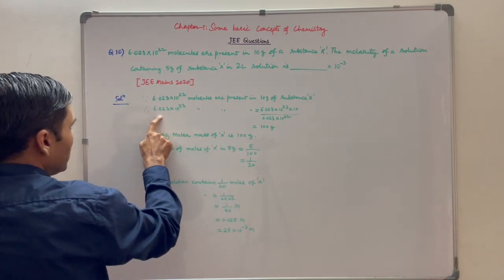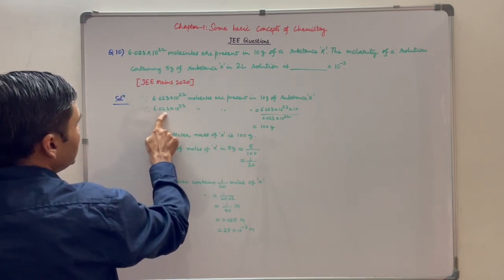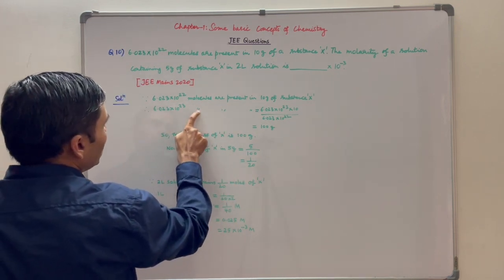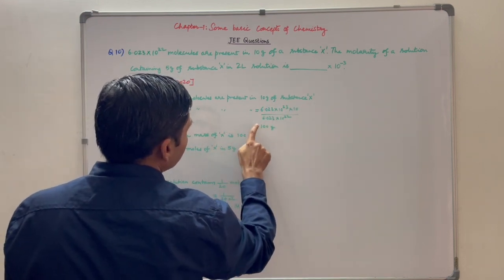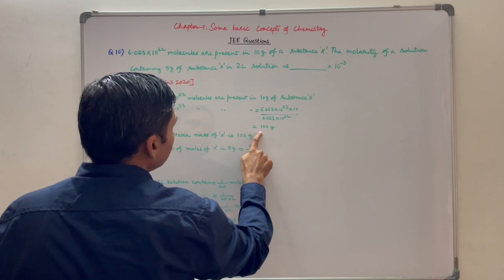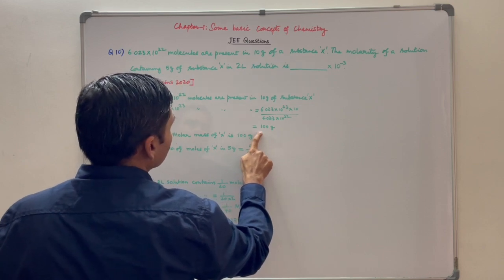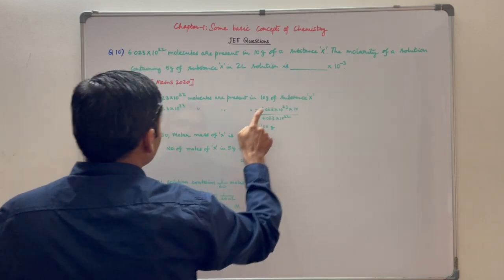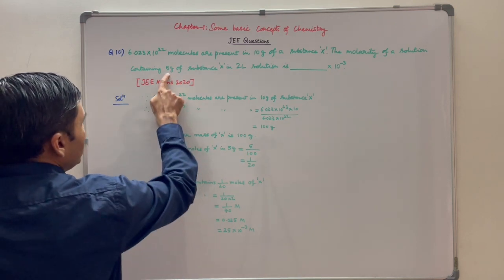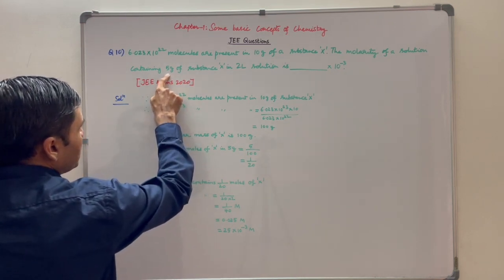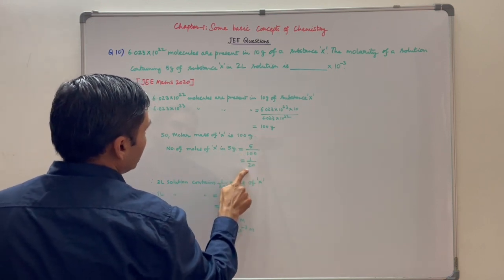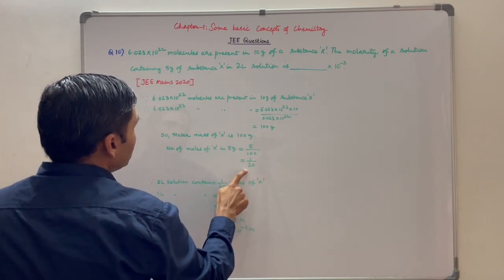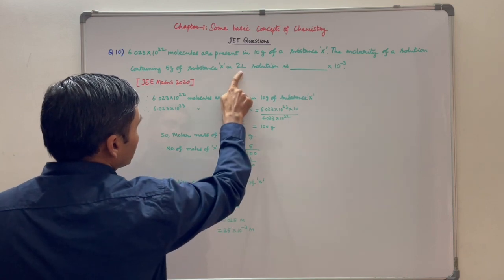So Avogadro number, means 6.023 into 10 to power 23 molecules, are present in what amount of substance? That comes out to be 100 gram. So 100 gram is molar mass of substance X. Now we will figure out how many moles are there in 5 gram of substance. That will be 5 upon molar mass 100, that is 1 by 20. So 1 by 20 moles are present in 2 liter of solution.